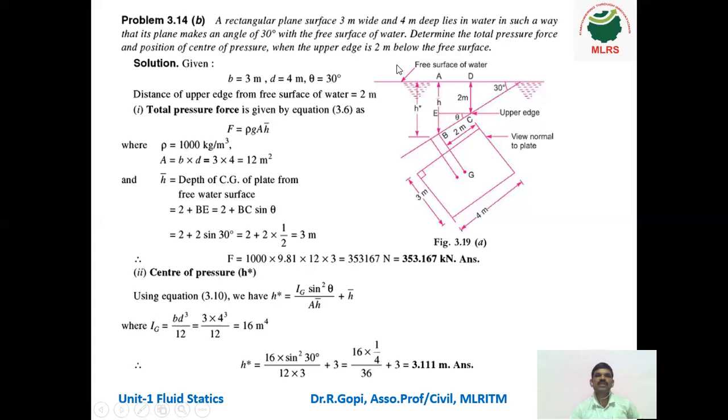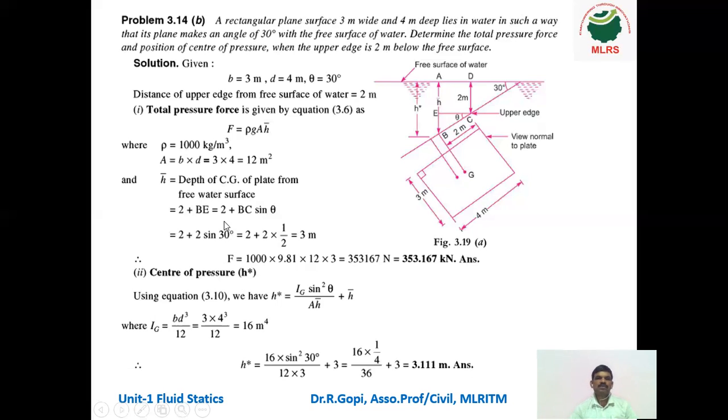What is the theta value given in the question? It is 30 degree. So the hypotenuse length is 2 meter, and with sin 30 degree we can get the opposite side height. We already have this 2 meter, so the overall depth from A to B is 2 plus 2 sin 30, which is equal to 3 meter. So the center of gravity point is located 3 meter from the free water surface.